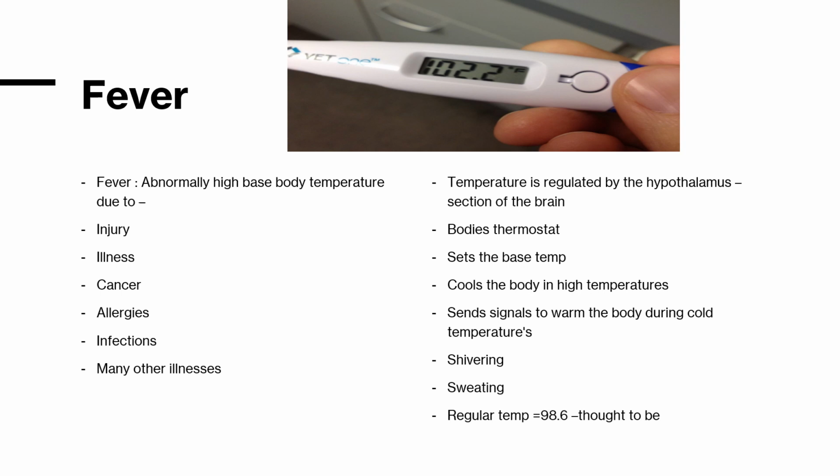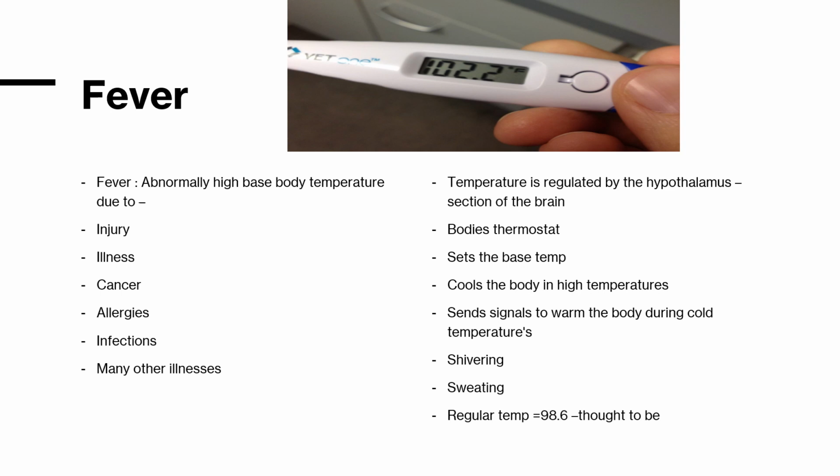Temperature is regulated by the hypothalamus, which is a section of the brain. It's literally the body's thermostat. It sets the base temperature for homeostasis. Homeostasis, again, is the equilibrium of all the functions of the body combined that keep us alive. It cools the body during high temperatures. It sends signals to warm the body during cold temperatures.